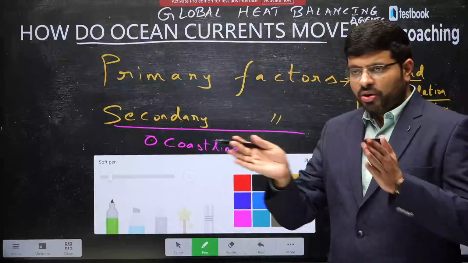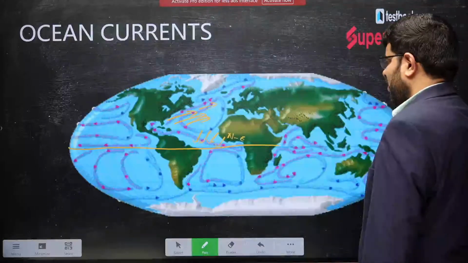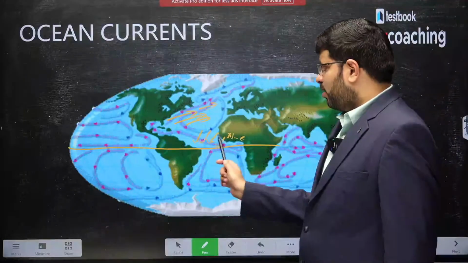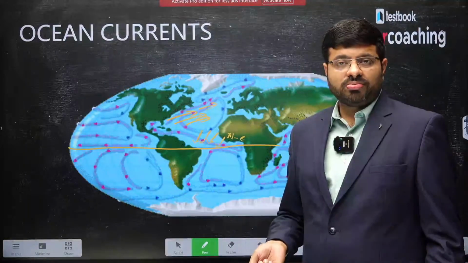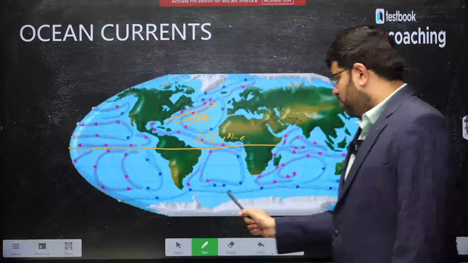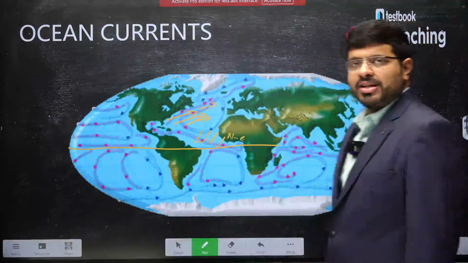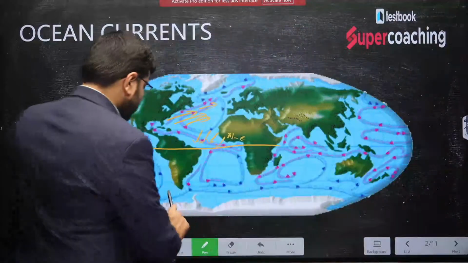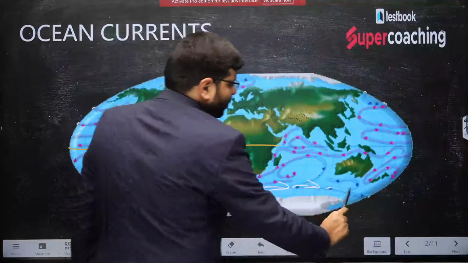So when you have a coast, imagine water is moving, as you can see in this picture. If there is a coastline, what can the water do? It will deflect. So it is moving towards north. Here you see, there is no coastline. All the oceans are interconnected. So what is happening? The oceanic water is continuously moving, predictably moving across the world.